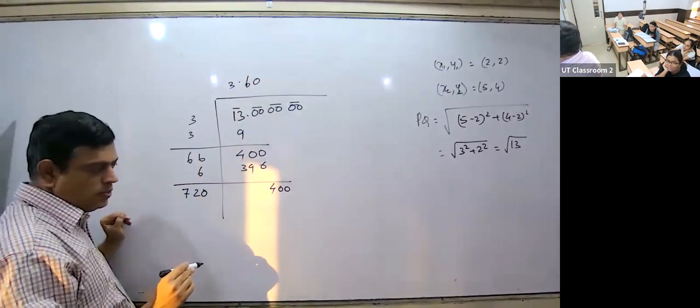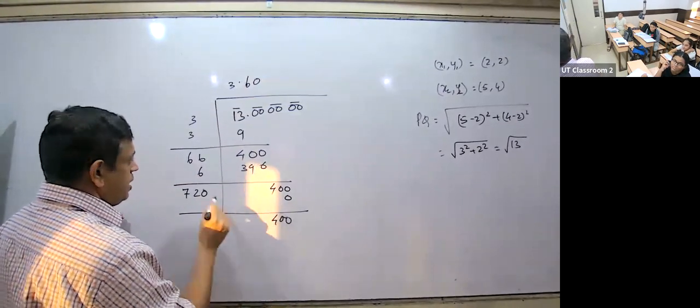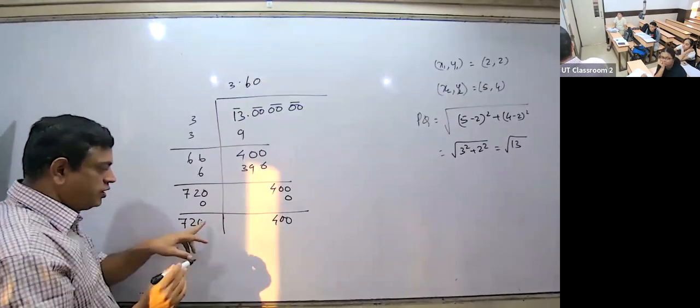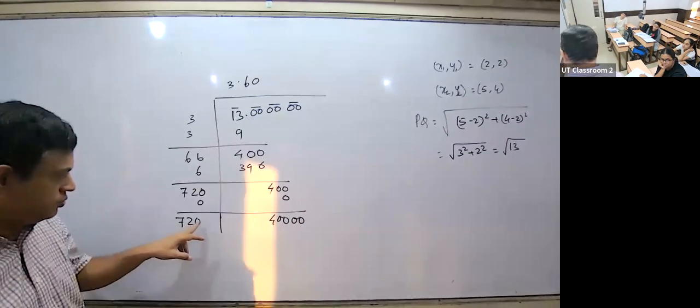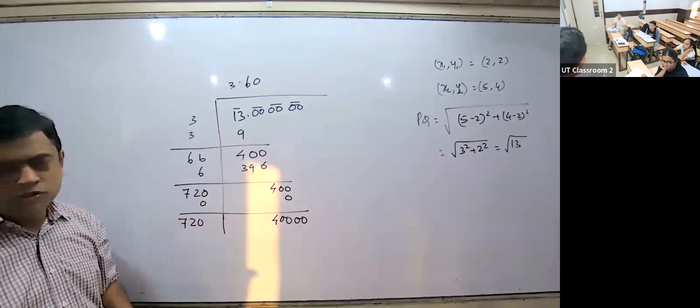Multiply by 0, see. Subtract. Add that 0 here. Now we have to find out 1. Next group, bring it down. 7,000, see, one more digit means it is 7,000 something. This is 40,000. Do you know how much it will come? 5.